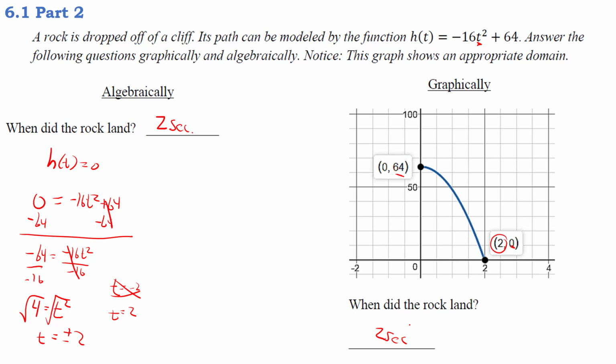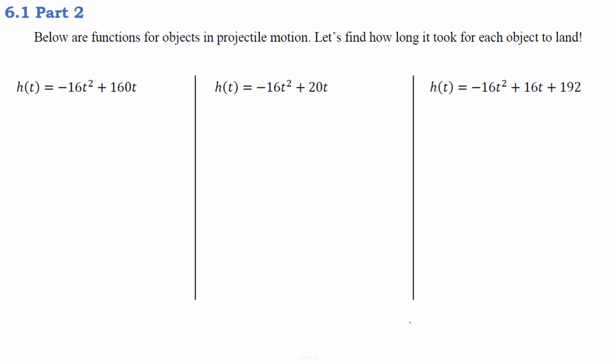Okay? So let's do some more with these types of problems. We've got some functions here, objects in projectile motion. Let's find out how long it took for each object to land. So in other words, we're going to put a 0 for all of these, make all the heights equal 0, and solve for these. So let's do that.